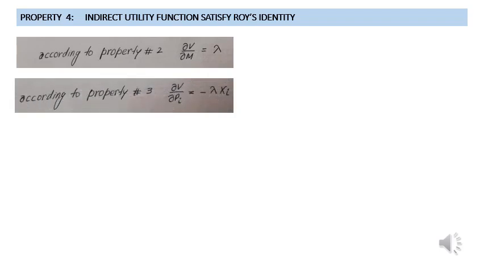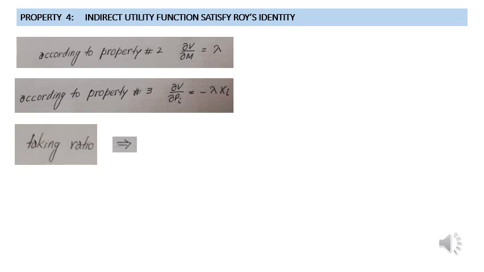The next property is that indirect utility function satisfies Roy's identity. Before discussing what Roy's identity is, let's recall property number 2 and property number 3. Property number 2, ∂v/∂m is equal to lambda. From property number 3, we got ∂v/∂pi is equal to minus lambda xi. Now, if we simply take the ratio of these two terms, then you can see that lambda and lambda will cancel out.